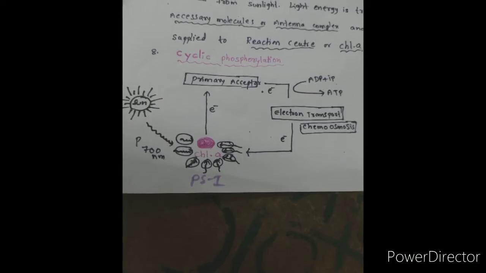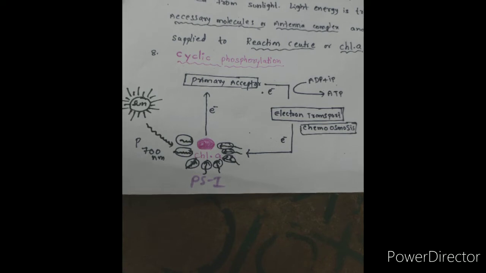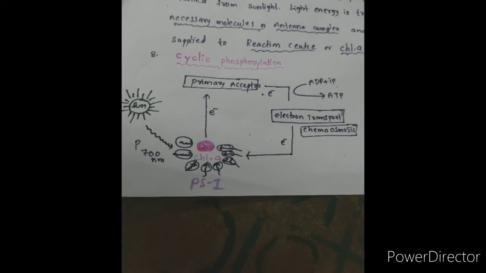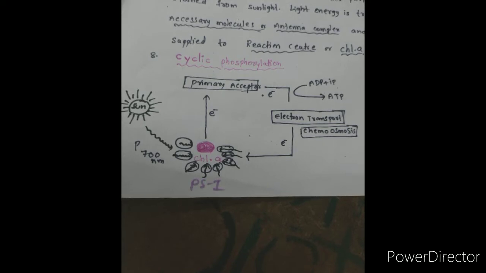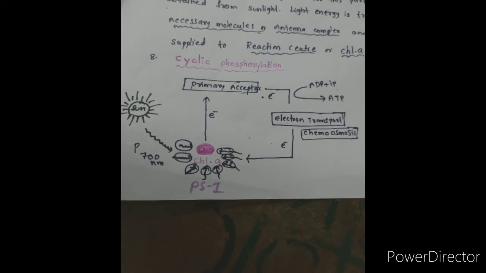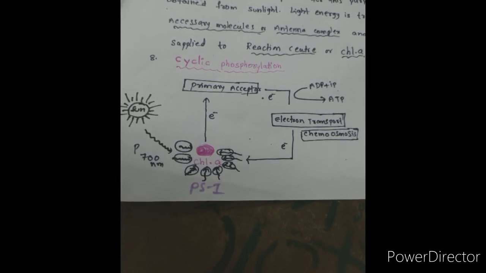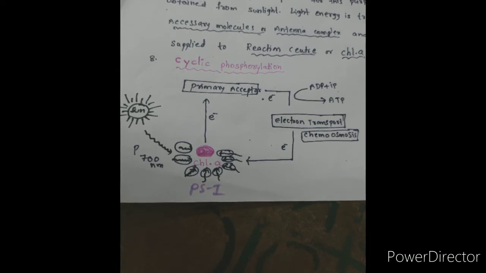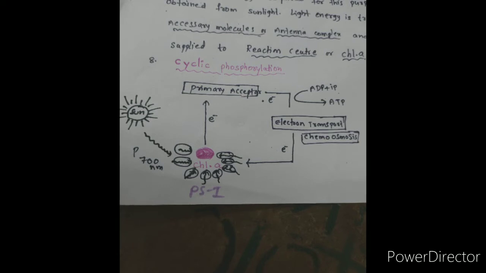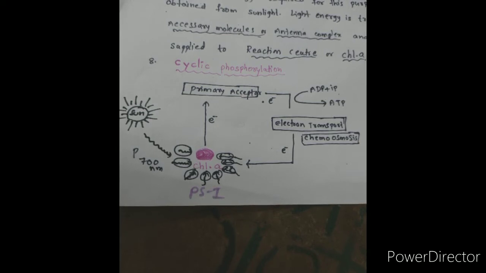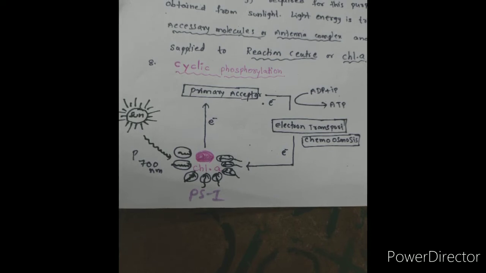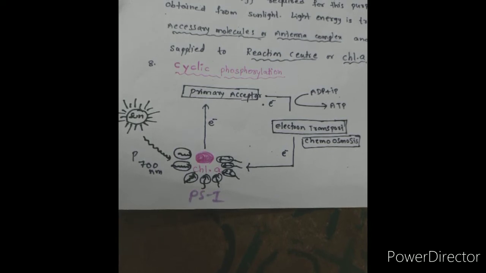In cyclic phosphorylation, photosystem 1 is involved. The accessory molecules gain energy from the sunlight and absorb the 700 nm light and supply this energy to the chlorophyll A, and the electrons are released from the chlorophyll A. These released electrons are absorbed by the primary electron acceptor, and through different organic molecules these electrons again reach the chlorophyll A. So that's why it is known as cyclic phosphorylation.